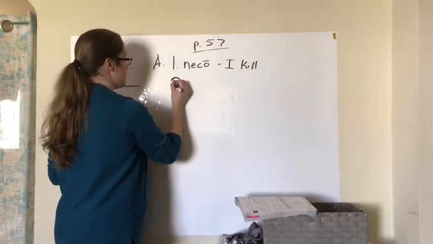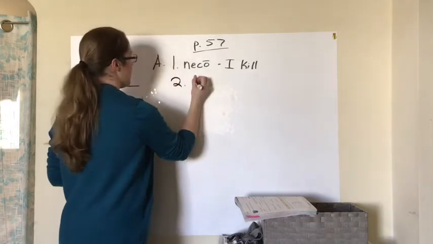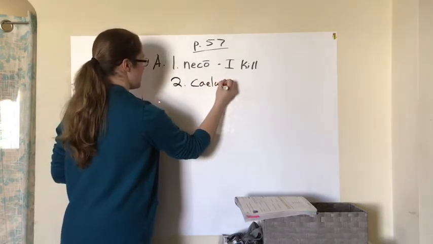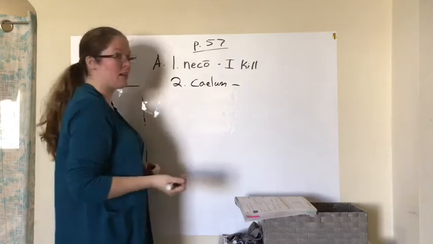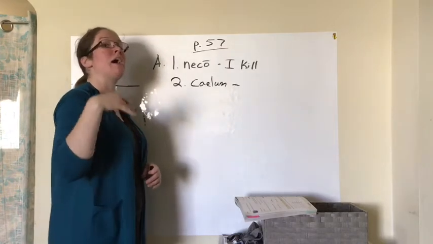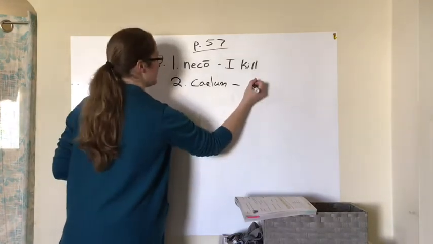Number 2, we have kailum. Also very easy because that's the form we memorized it in our vocabulary list. Kailum, kaili, neuter, sky.